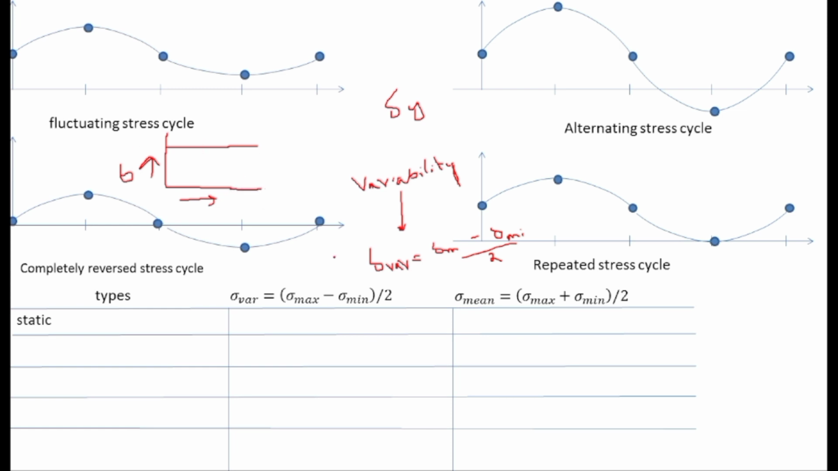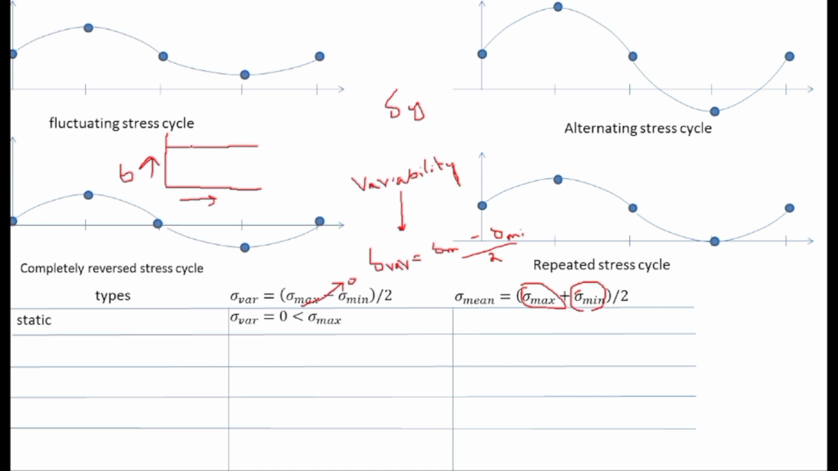So there is no variability, or in other words sigma max is equal to sigma minimum. When you put sigma max equal to sigma minimum, you will get 0 from sigma max minus sigma minimum. So it will give you sigma variable equal to 0, and sigma mean will be equal to sigma max, because sigma mean is equal to sigma max plus sigma minimum divided by 2.